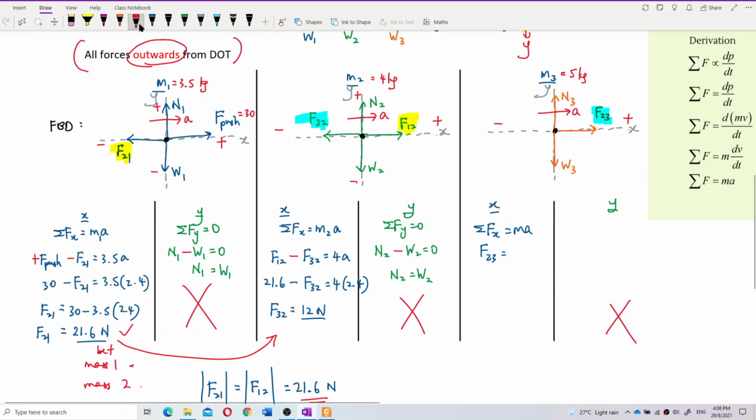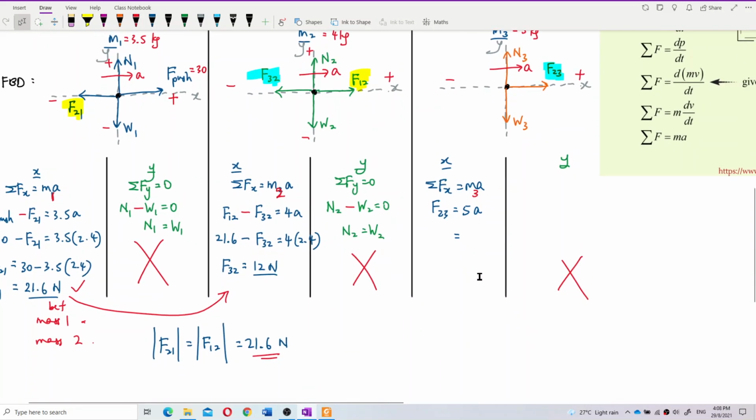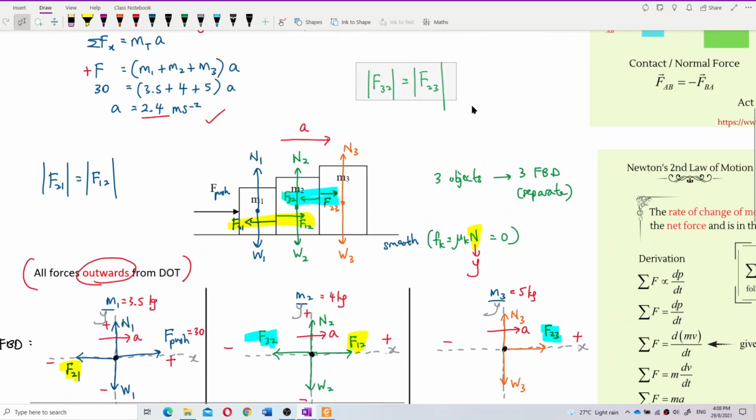This one should be mass 3. Just now it was mass 1, then mass 2, and now this is mass 3. Mass 3 is 5 kilogram. Let's write that down: 5a. Okay. Actually, we can also cross check the value of F23 and F32.